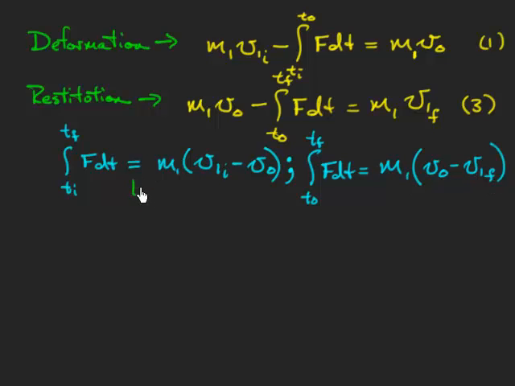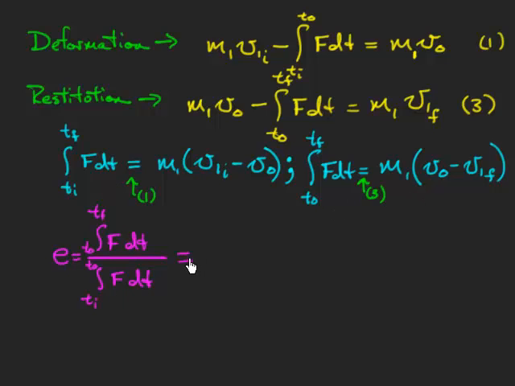And again, the first blue equation comes from equation number 1, and this one comes from equation number 3 above. Now I want to go back to my definition of the coefficient of restitution. Remember what that is? It's a ratio. We have the restitution impulse in the numerator, the integral from t0 to tf of f dt, divided by the deformation impulse, where I'm integrating from ti to t0 of f with respect to time. In the numerator, I have t0 to tf. That's this one right here.